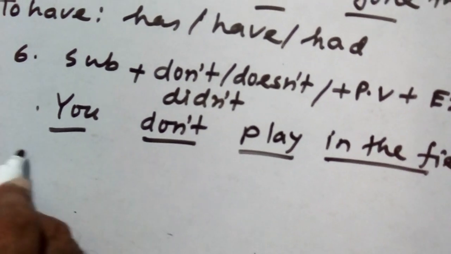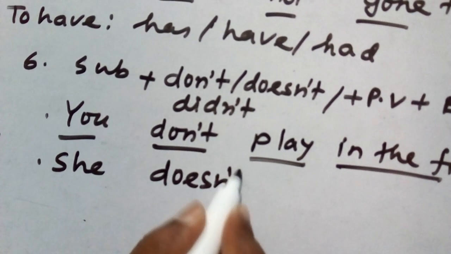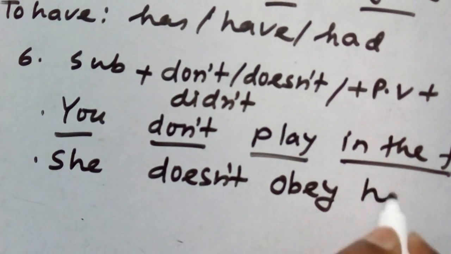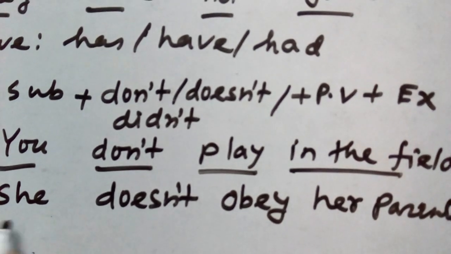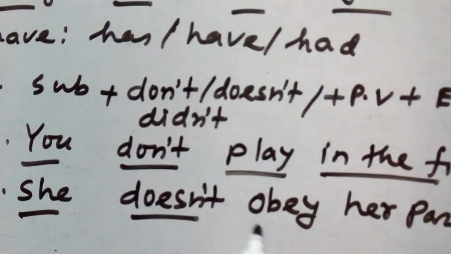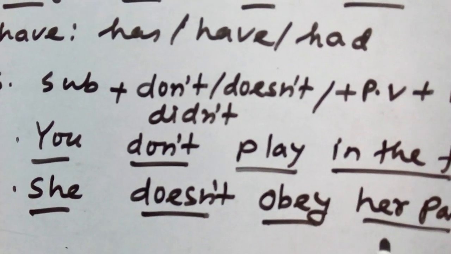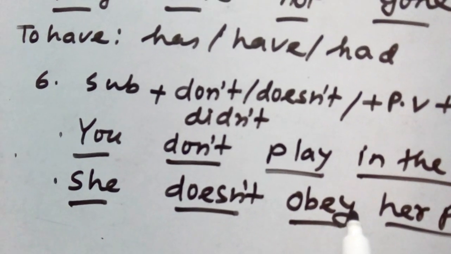So if I write another example, she doesn't obey her parents. So she doesn't obey her parents here: she, and that doesn't, and obey is the principal verb and her parents is the extension of that sentence. That means the structure of a negative sentence with a helping verb must be followed exactly this way.